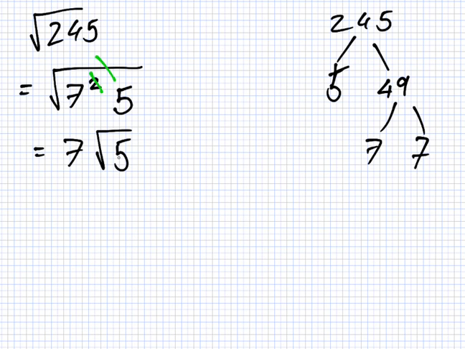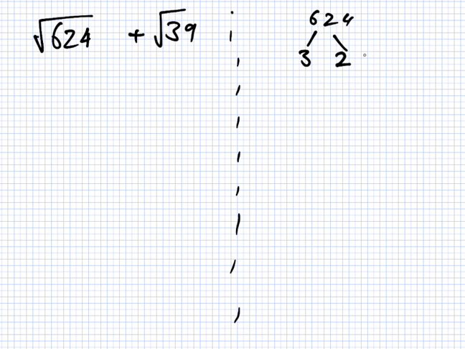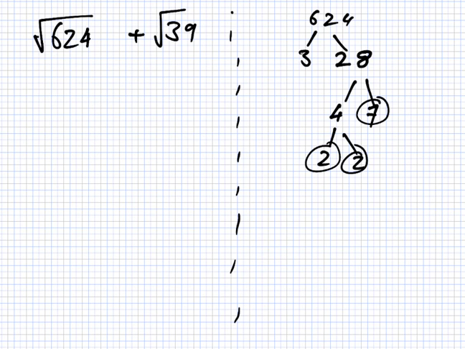Can I scroll down now? Yeah. So here's another example of something we want to simplify: root 624 plus root 39. So let's see, 624, that would be 3 times 28, and then 28 is 4 times 7, and then 4 is 2 times 2, so we have 2, 2, 7, 3. Now I'm going to skip the steps so you can work it out yourself, but we'll try and do it without having to do every single step. So you'll get 2 squared, and what's the square root of 2 squared? It's 2. So there will be a 2 here, and there will be a root 3 multiplied by 7, which is 21. So it's 2 root 21.